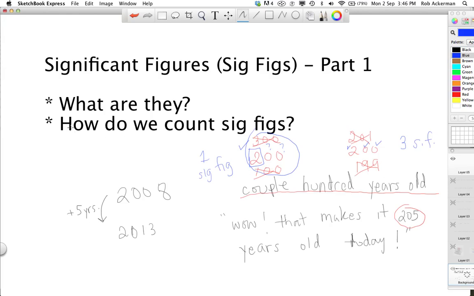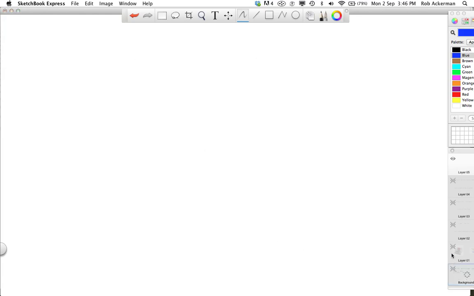All right? So now you know what are sig figs. And so the question is, if I give you any number imaginable, how do you tell me how many sig figs there are? Well, there are certain rules you can follow that'll make it really, really easy to say how many sig figs. Let's have a look at these rules now.